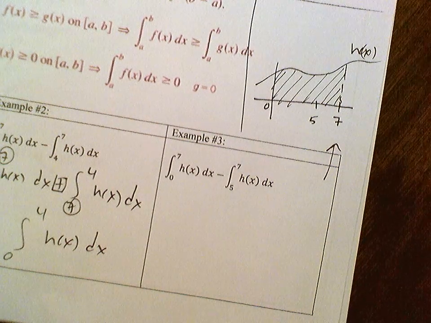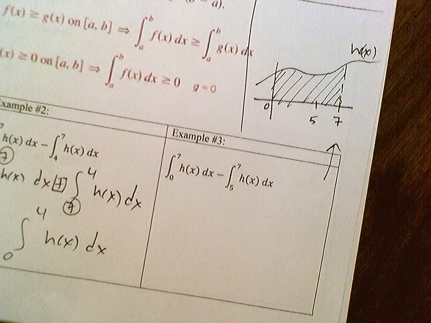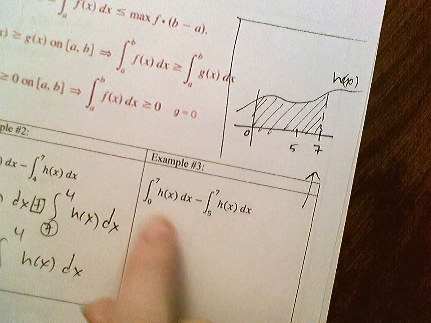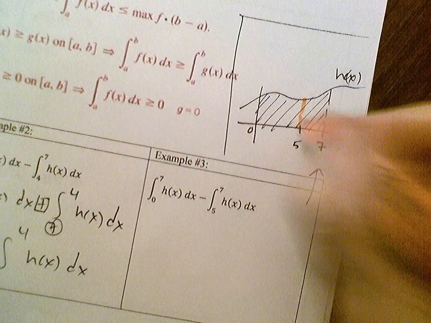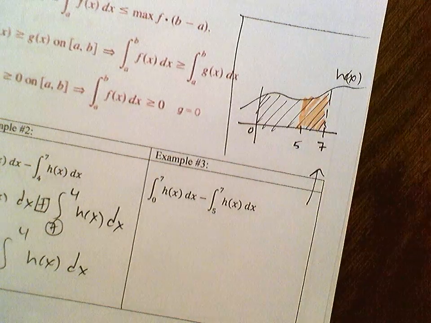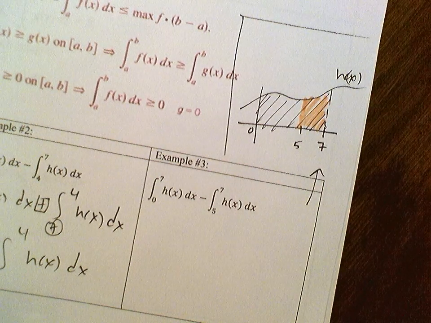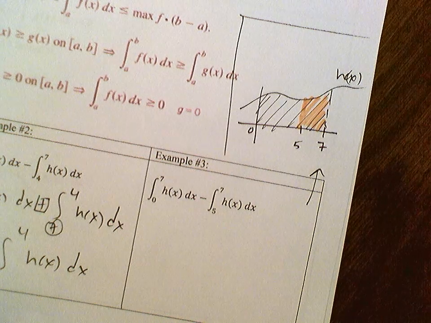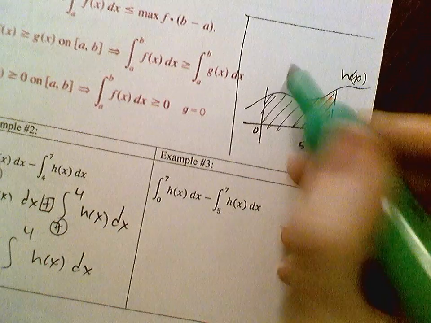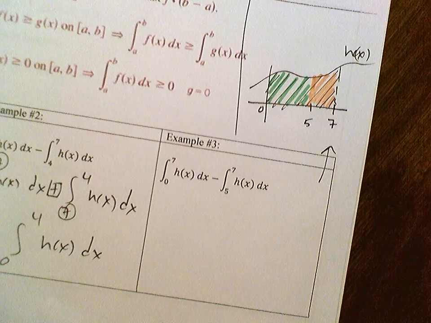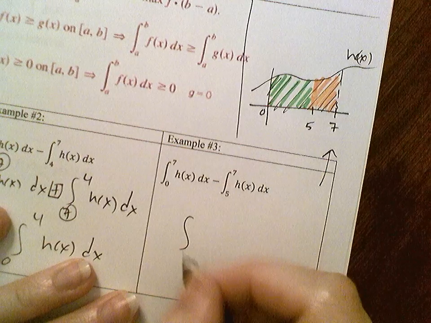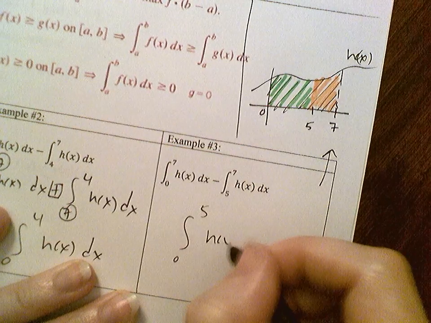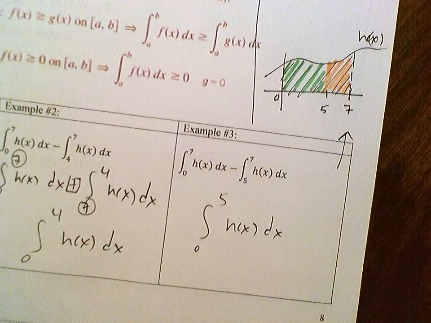All right. If I take the area under the curve from 0 to 7, and I subtract the area under the curve from 5 to 7, what I am left with is the area under the curve from 0 to 5. So that's another way of looking at it, guys. So we'd end up with that green area right there.